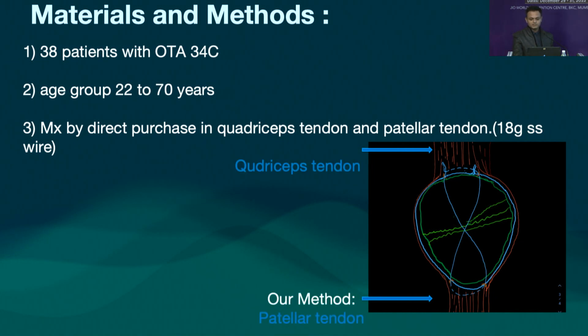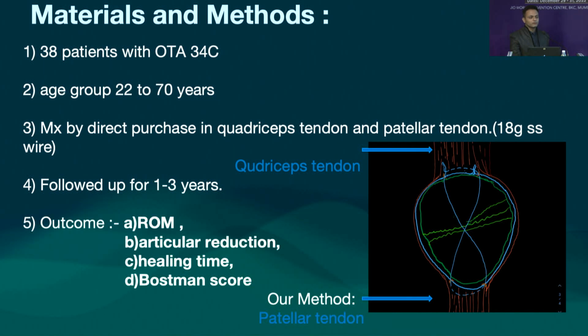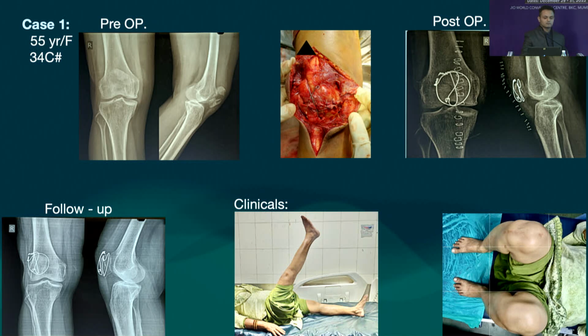This is a schematic diagram. We followed up these patients from 1 year to 3 years. The outcome was evaluated on the basis of ROM, articular reduction, healing time, and the Böstman score.